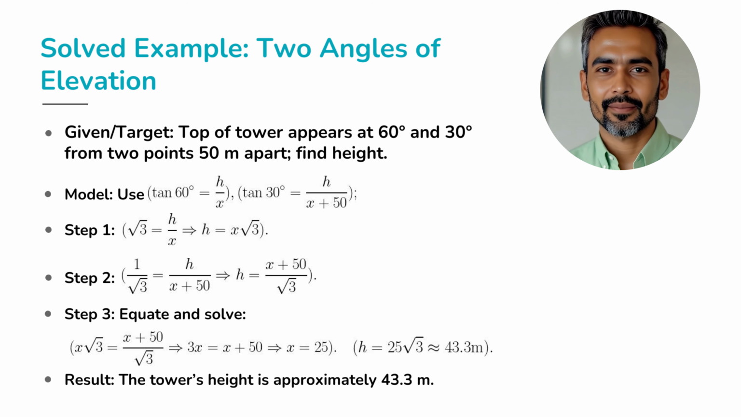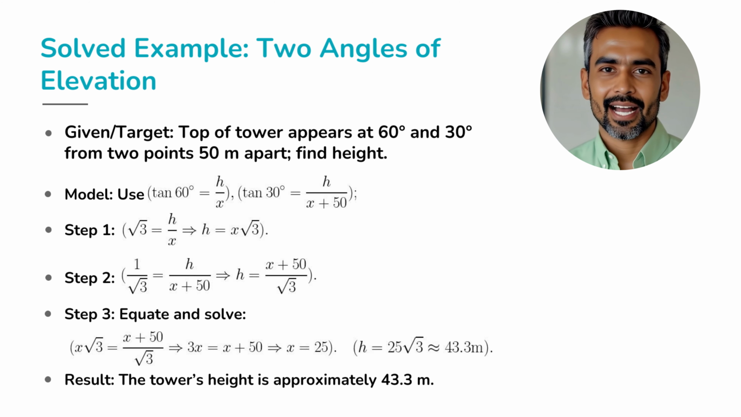Now, since h is the same, equate the two expressions. x times root 3 equals x plus 50 divided by root 3. Multiply both sides by root 3. 3 times x equals x plus 50. Bring x to left side. 3x minus x equals 50. 2x equals 50. x equals 25.